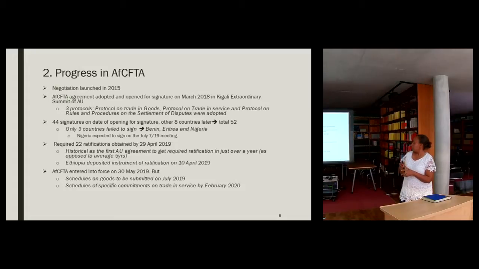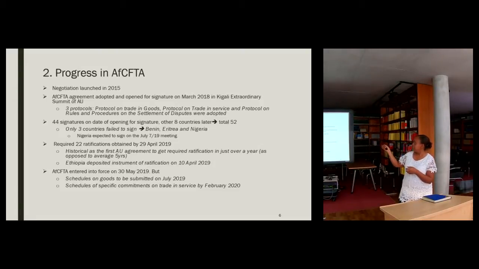When the agreement was opened for signature, about 44 countries signed immediately, and then subsequently other countries have signed, and so far only 3 countries are outside of this agreement. That's Benin, Eritrea, and Nigeria. It's said recently that Nigeria would sign the agreement in the upcoming summit, which is going to take place after 2 or 3 days.